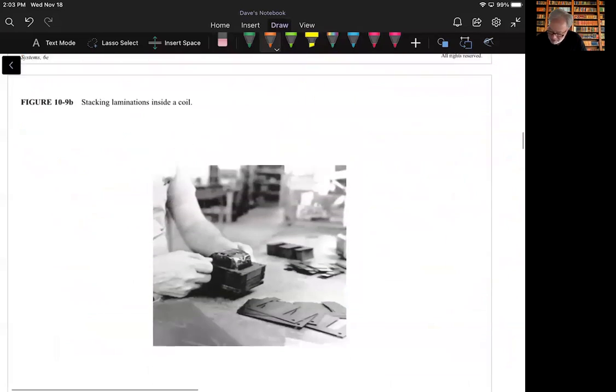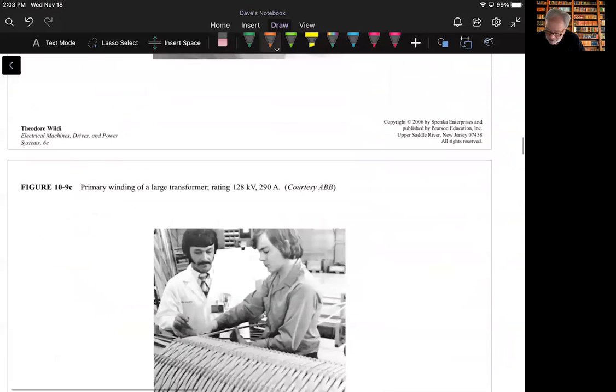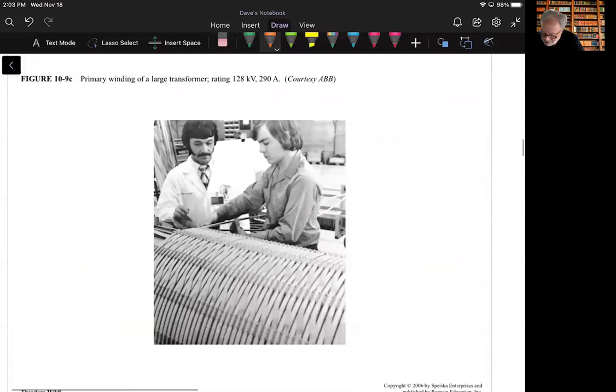Figure 10.9 shows us how laminations are built up, and you can look at that a lot better in your textbook. These laminations are stacked, and that has to do with the eddy currents. And then 10.9c shows the size of what we're looking at. This is a large transformer with a rating of 128 kilovolts, 290 amps, and you can see the primary winding of a much larger transformer here.